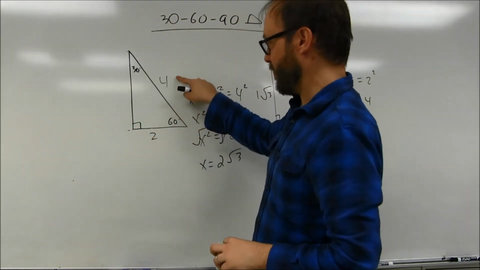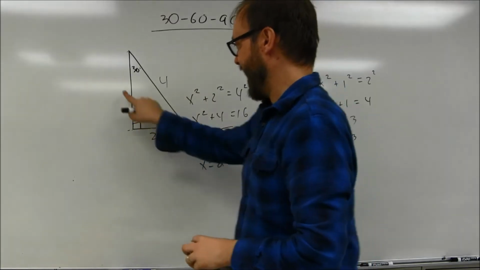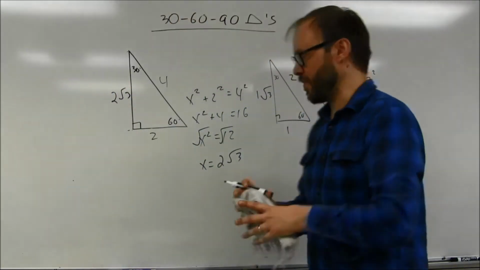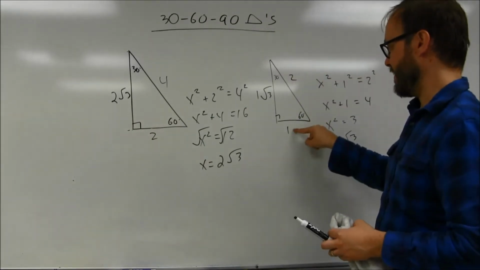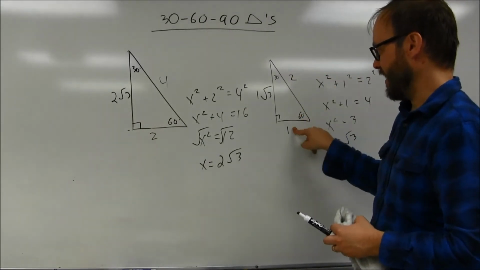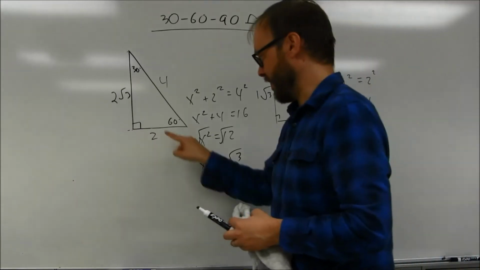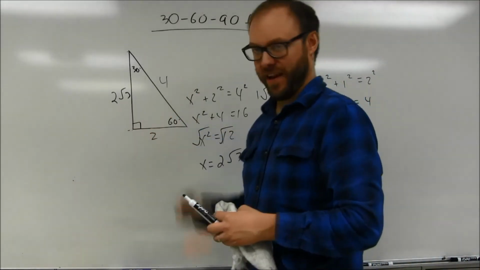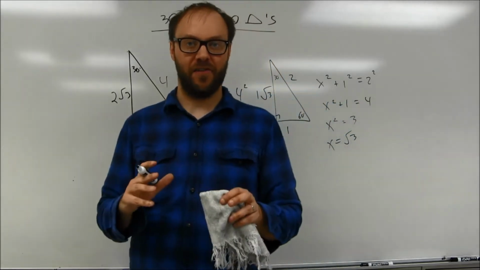This side is 4, which of course is twice that side length. And the hypotenuse there is going to end up being 2 radical 3. So notice what we've got. We've got 1, 2. We've got 1 and 1 radical 3. We've got 2 and 4, 2 and 2 radical 3. Those are our basic patterns.